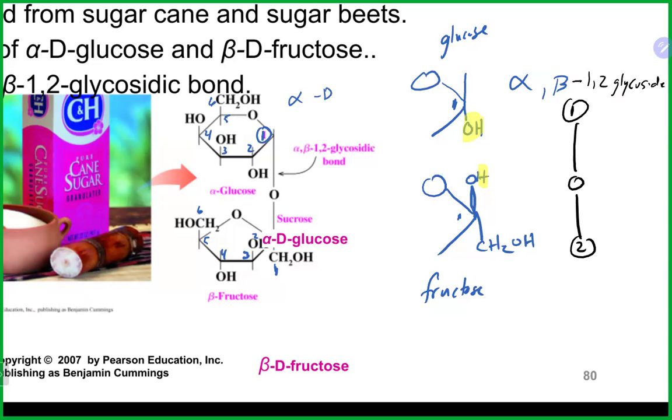All right, so here is the alpha, beta 1,2 glycosidic bond. I'm not lying to you. You could Google it. It's true.